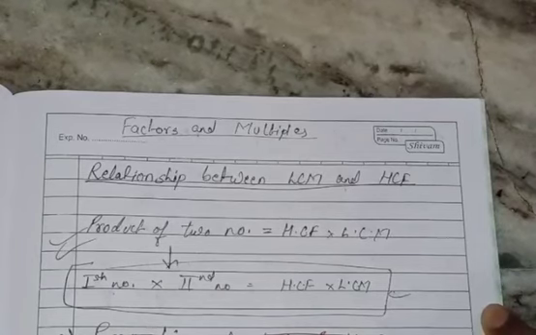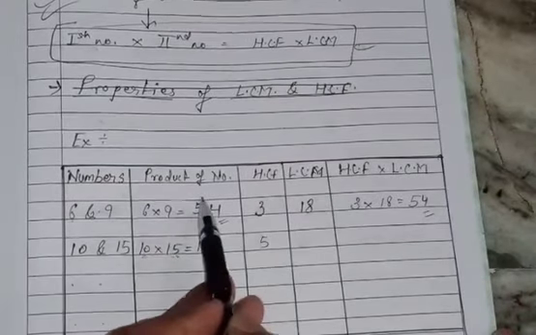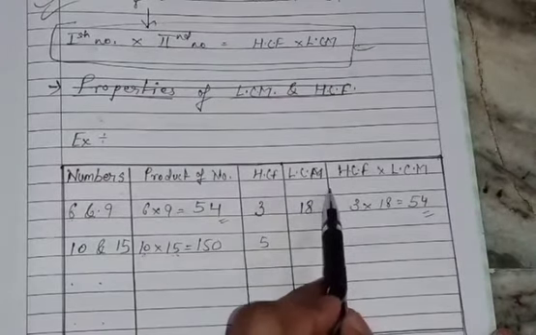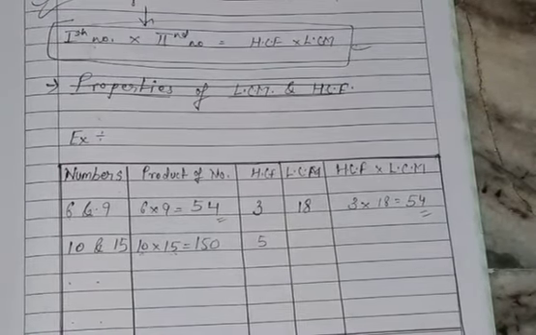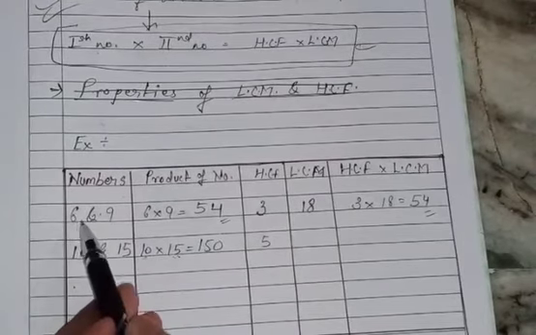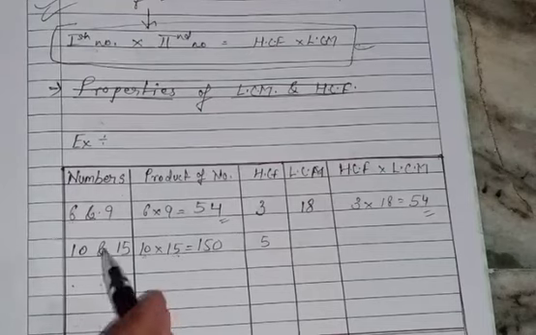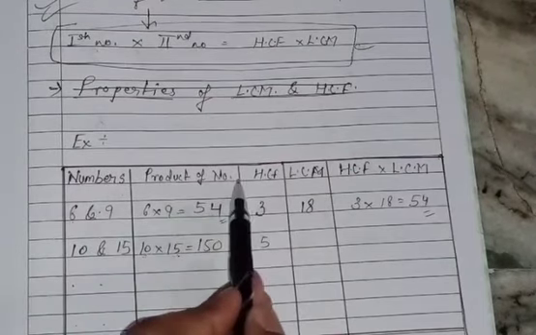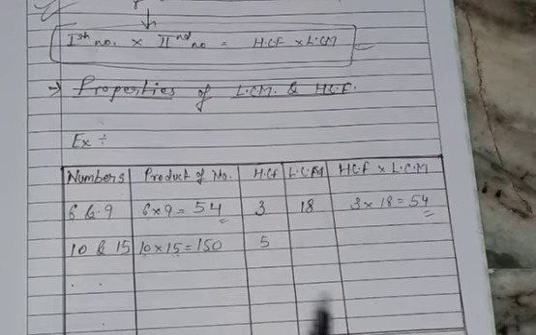Let's take some examples to understand it more. For example, I have made this table for convenience with columns for the numbers, product of numbers, HCF, LCM, and the product of HCF and LCM. If I write 6 and 9, these are two numbers which I have taken. So what is the product of the numbers? That is 6 into 9, that is 54, because 6 9s are 54.